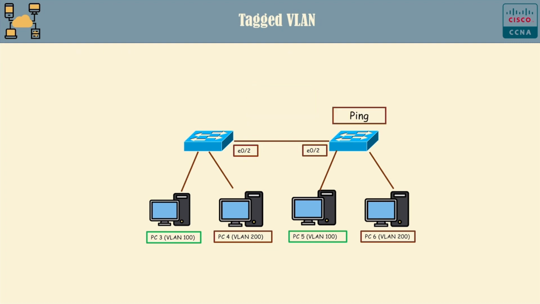When this packet enters port E0/2, the VLAN 100 tag will be removed. Afterward, this ping packet will be forwarded to PC5, which belongs to VLAN 100. So, packets traveling on trunk ports will be tagged with VLAN numbers.